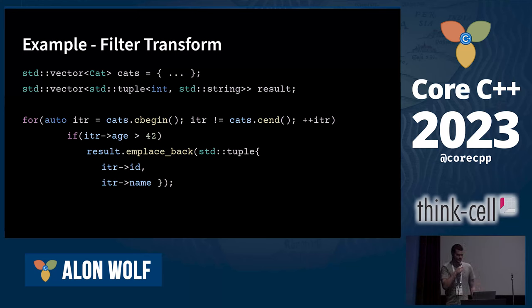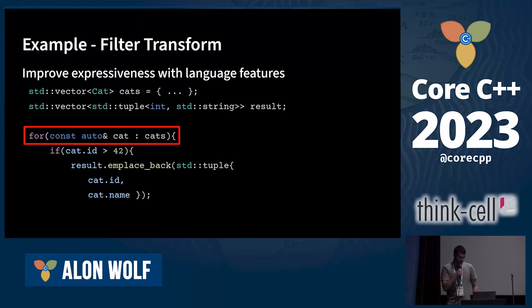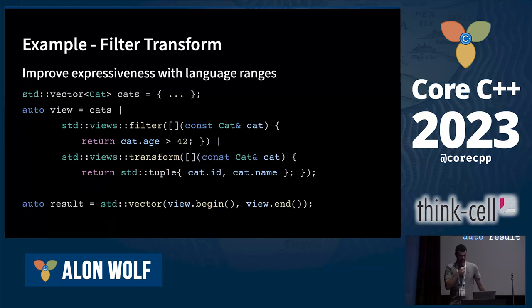Let's do a quick recap with a filter transform example. Here we have a vector of cats and code that returns the IDs and names of all the cats over the age of 42. One way we can make our code more expressive is to use a range-based for loop. But this is 2023 and we have ranges now. So now the body of the function literally says filter transform, and we can chain the operations by using the pipe operator. Also, we don't need to declare the type of the result vector anymore.